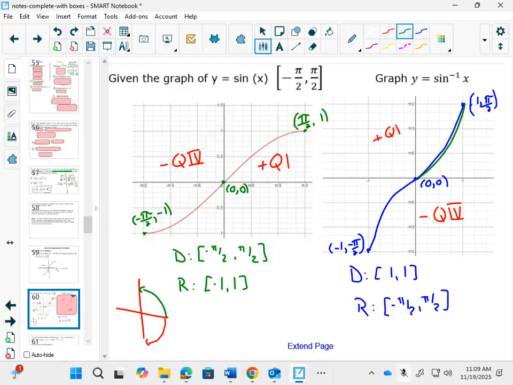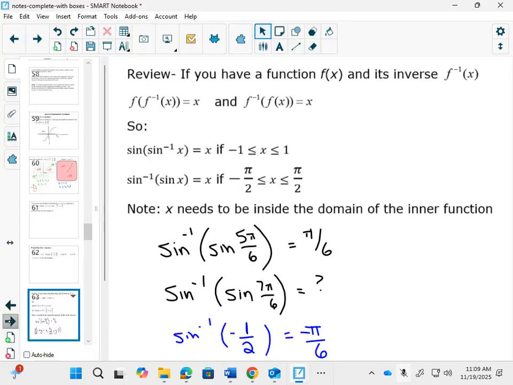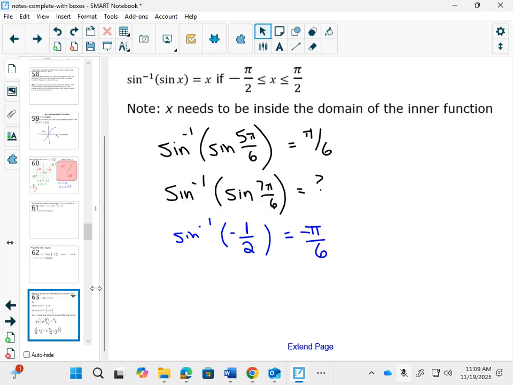So what I find helpful, boy, that's really slow today on responding to stuff. Okay? Sine inverse of x. There we go.